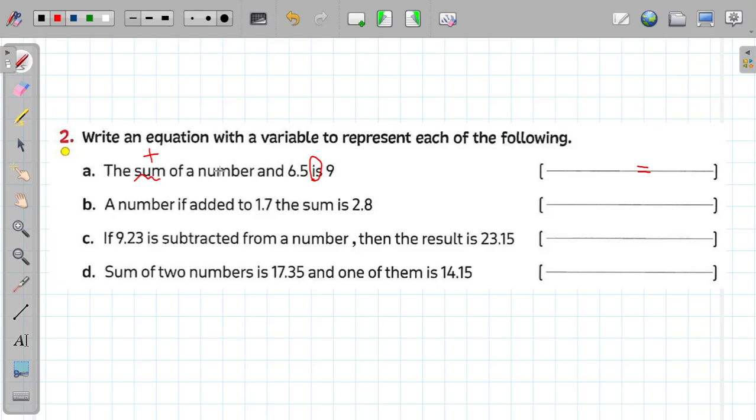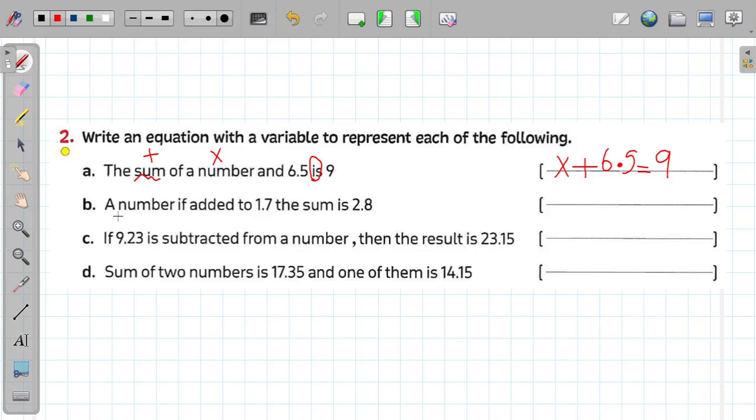The sum of a number: this number I don't know, so I will use a variable like x. So I will say x, and the sum of a number and 6.5, so I will say x plus 6.5. The sum of a number and 6.5 is 9, so it will be equal to 9. So our equation in the first one is x plus 6.5 equals 9.